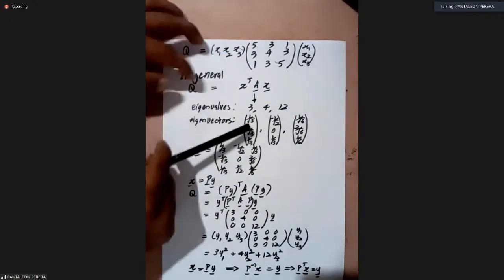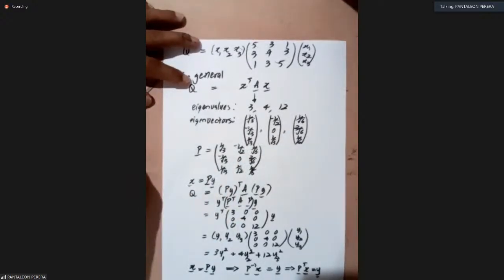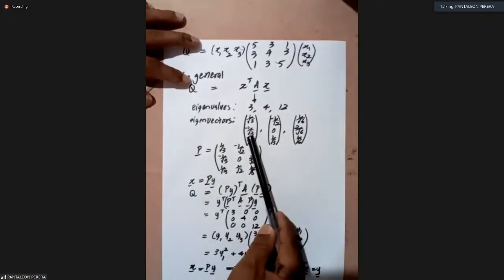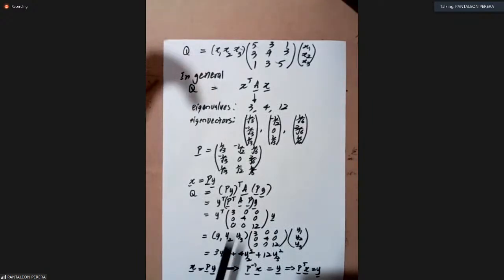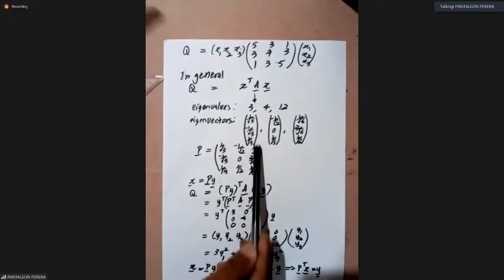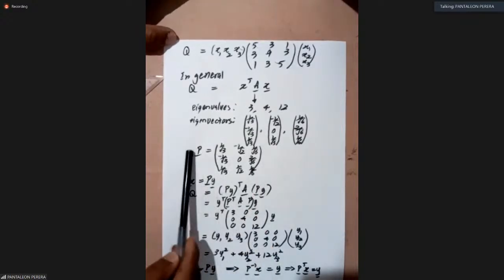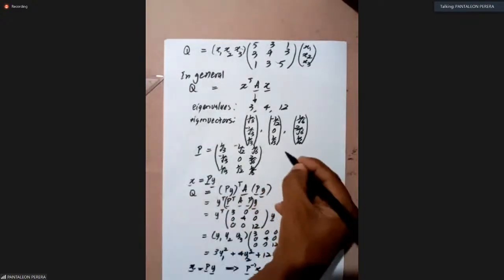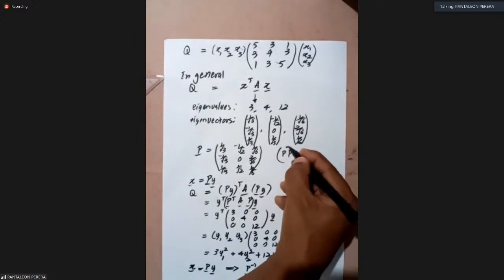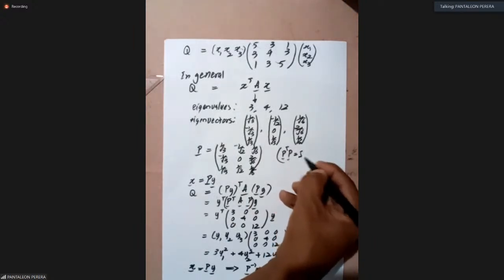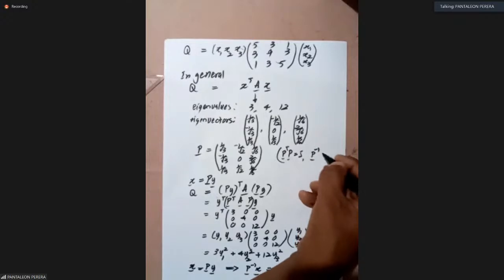You can find the eigenvectors like this. Then what we do is we want to find the eigenbasis. This is an orthonormal basis. This is an orthogonal matrix. P transpose P is I. P inverse is P transpose.